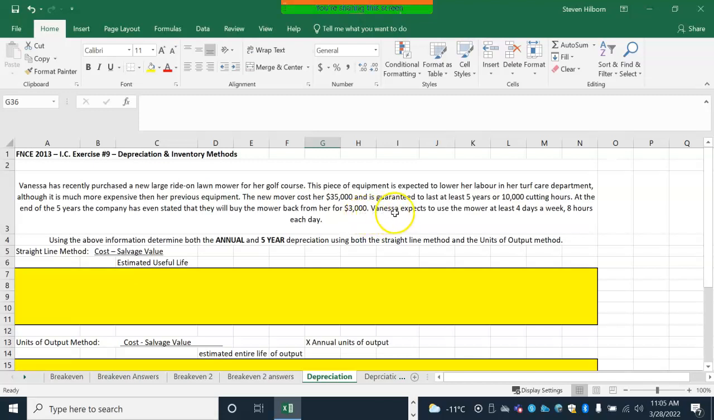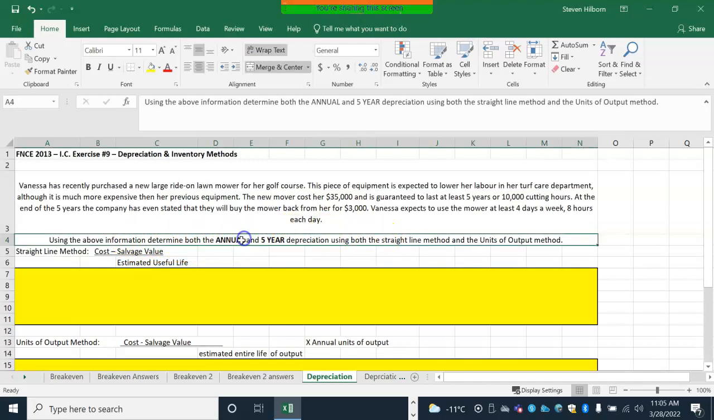Vanessa expects to use this mower at least 4 days a week, 8 hours each day. Use the above information to determine both the annual and 5 year depreciation. On both the test and the assignment, I'm asking you the annual depreciation and the 5 year depreciation using both the straight line method and units of output.